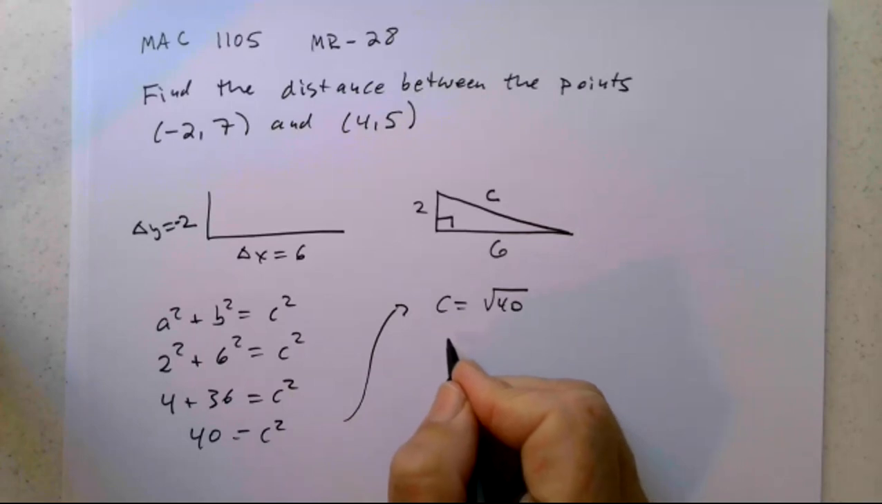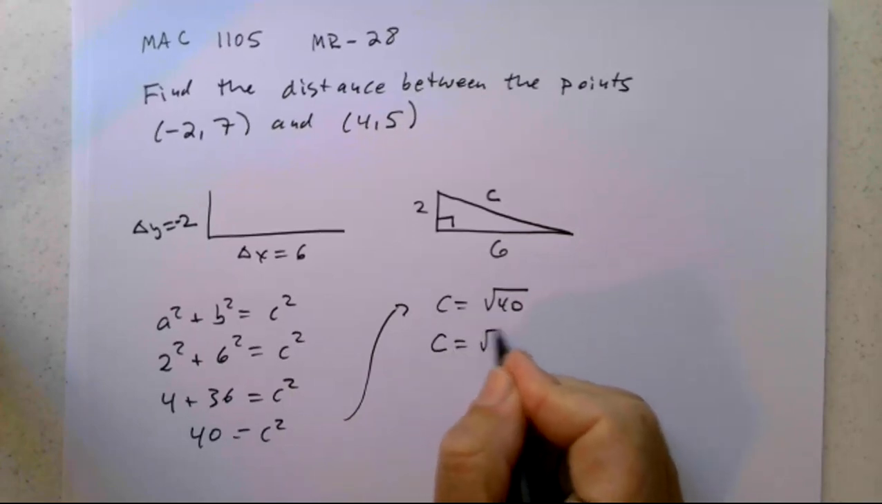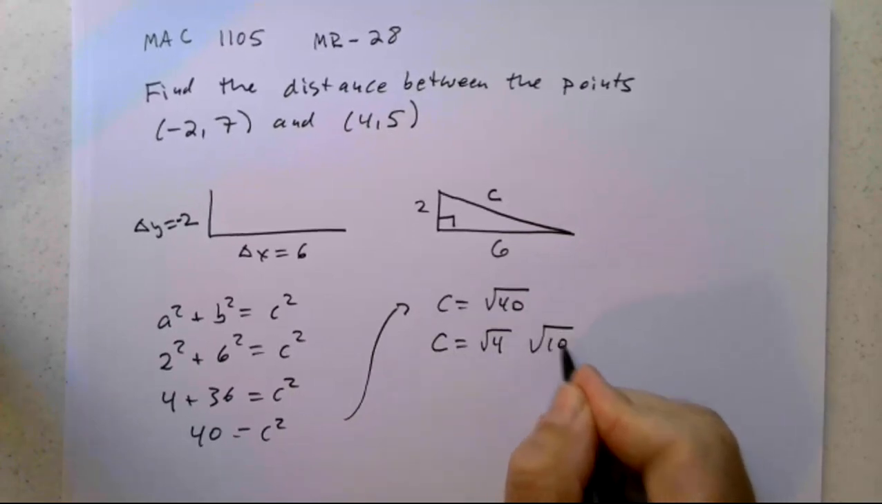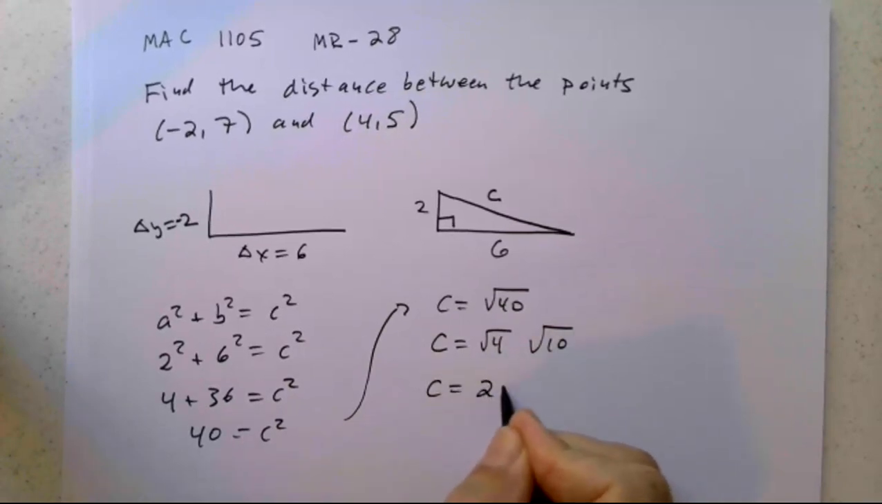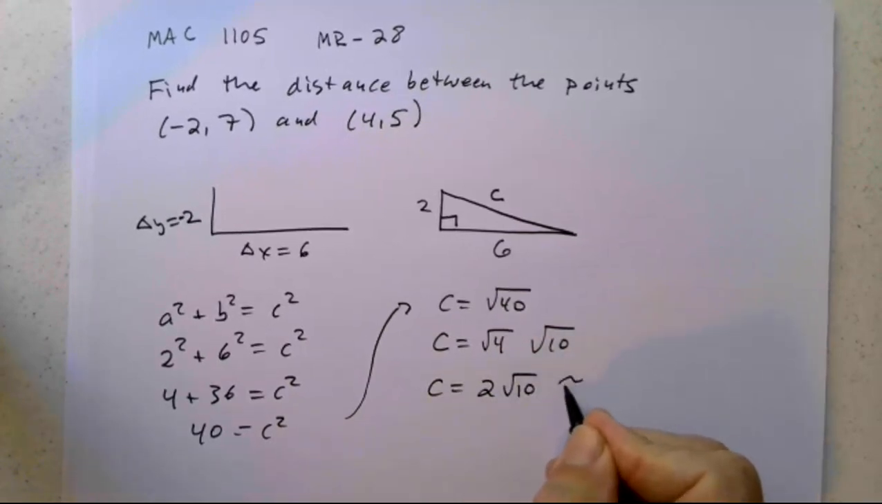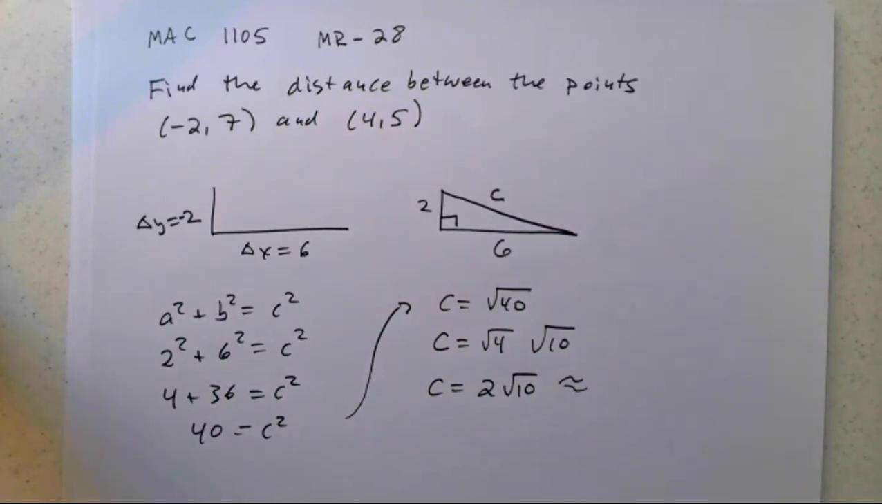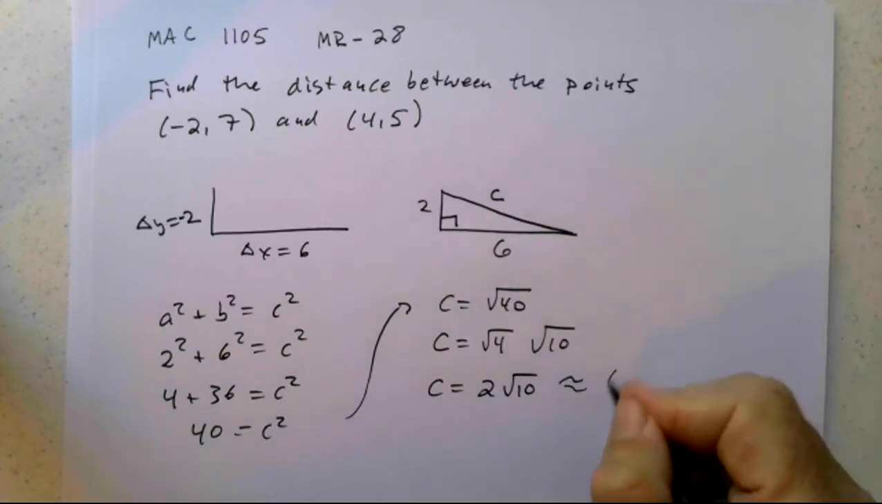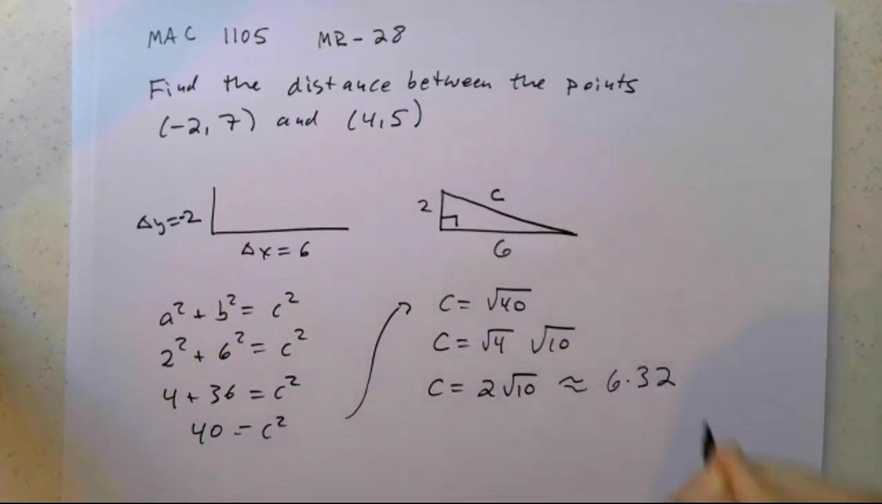Let's go ahead and give an exact value there. That's root 4 times root 10. So c is 2 root 10. If you want to approximate it, 2 times the square root of 10 is about 6.32. So that's visualizing a distance as the hypotenuse of a triangle.